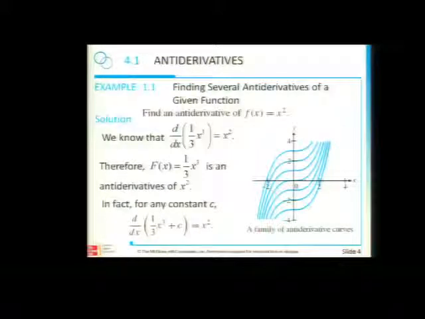Now maybe we look at a simple example. This is a definition of antiderivative, so what do we mean by that? Maybe this example will give you a better understanding. We are given a function f(x), which is x squared. To find the antiderivative, that means we want to find a function which, after differentiation, will produce x squared. The answer is very simple, because this function is very simple.